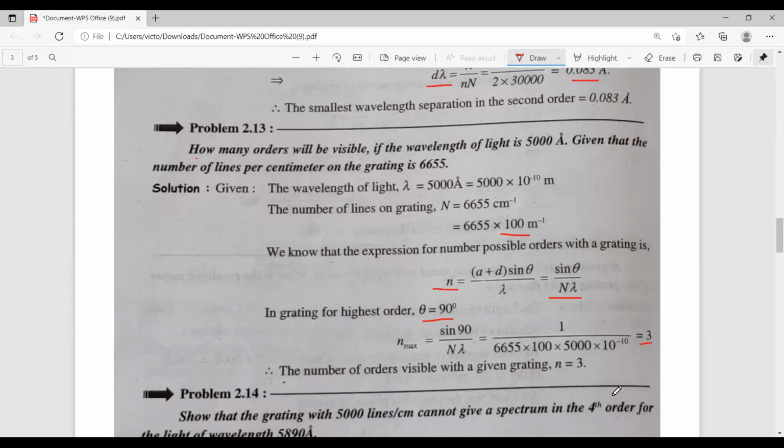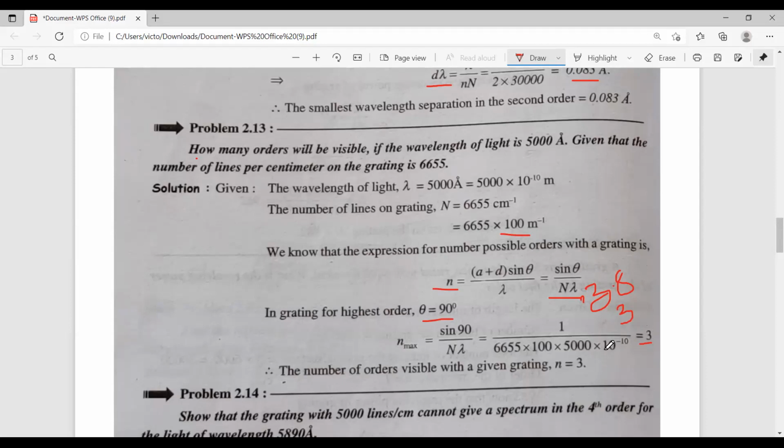Actually, this value is 3 point something, but already we discussed in the previous problem, it is merged into nearly integer. So for example, if in case it is 3.8, it is not a complete spectrum for a given fourth order. So in this case also we have to take 3 orders of spectrums are formed. Okay.